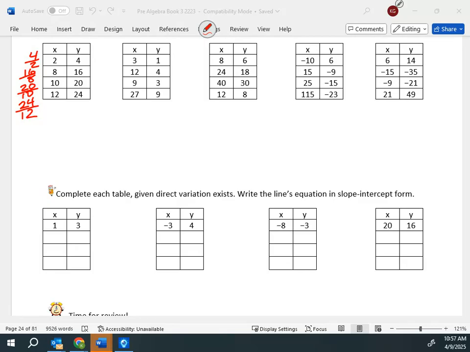What is 4 divided by 2? 2. What is 16 divided by 8? What's 20 divided by 10? 2. 24 divided by 12. 2. So if they're all the same, and every single one has to be the same, you will find function tables where only one of them is different. Each and every one has to be the same, and you have to check each and every one, because you have to know, did we throw one in there that is different? If they are all the same, find the constant of variation. So what is my constant of variation?